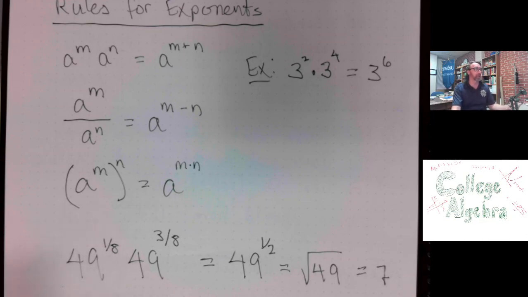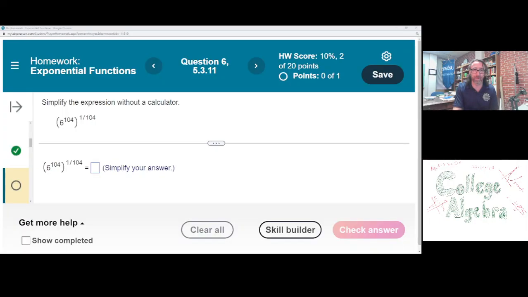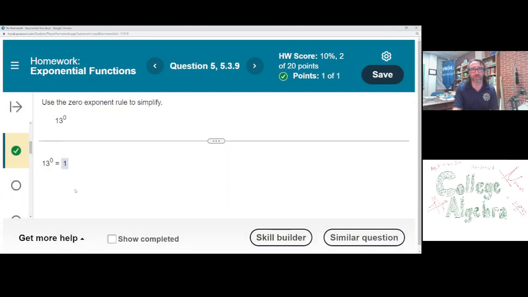Okay? Did you see the next one that came up? That one's an easy one, right? Anything to the 0 power, we know that. Anything to the 0 power is 1. Okay, great. Here, 6 power 104. Whoops. Sorry, I didn't have that on, did I? It was below this. Okay, so back here, we just did 13 to the 0. We put in 1. Okay, great.